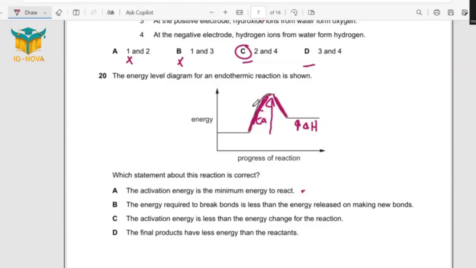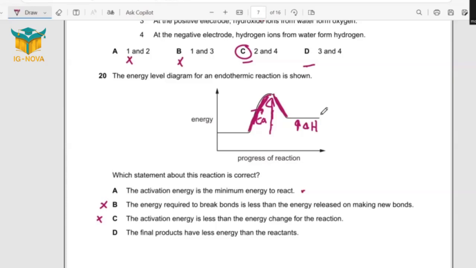If you measure with a ruler, this line is longer than this line. So this is wrong. The activation energy is less than the energy change for the reaction. This is also a mistake. Activation energy is higher than the energy change or delta H. This is activation energy and this is delta H.